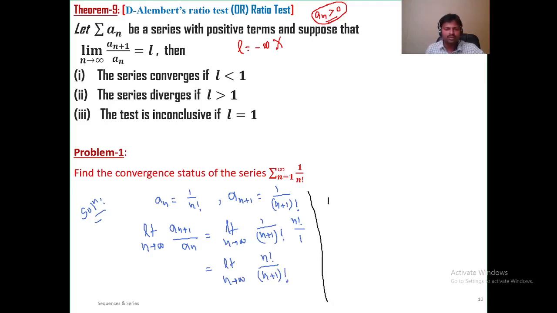So limit n tends to infinity, with n factorial as it is. Okay, look at the denominator, n plus 1 factorial.